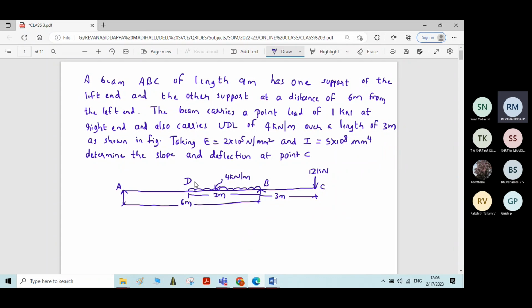Here in the question, you make a small change. 1 kilonewton is there, no? You make it 12 kilonewton. Make it 12 kilonewton.